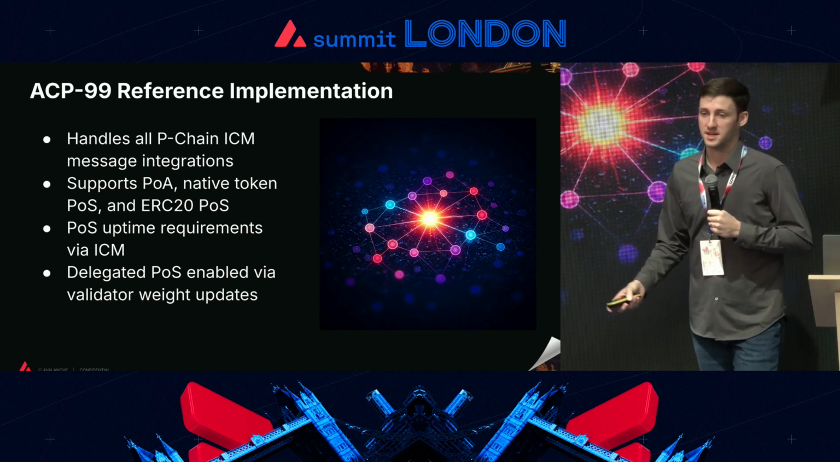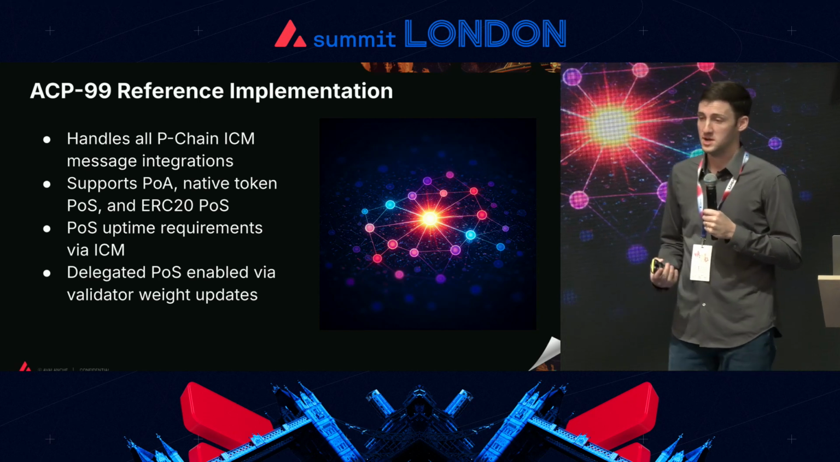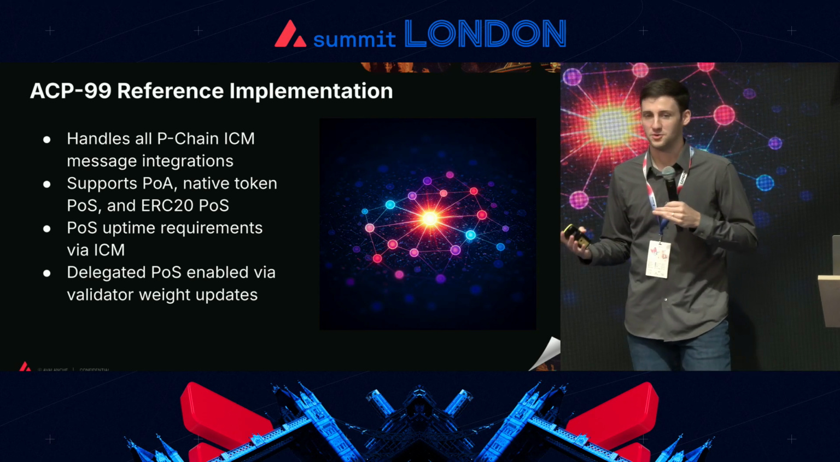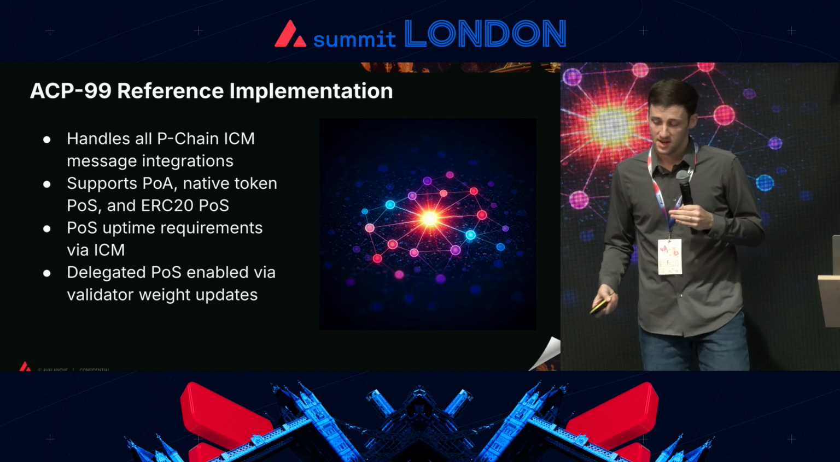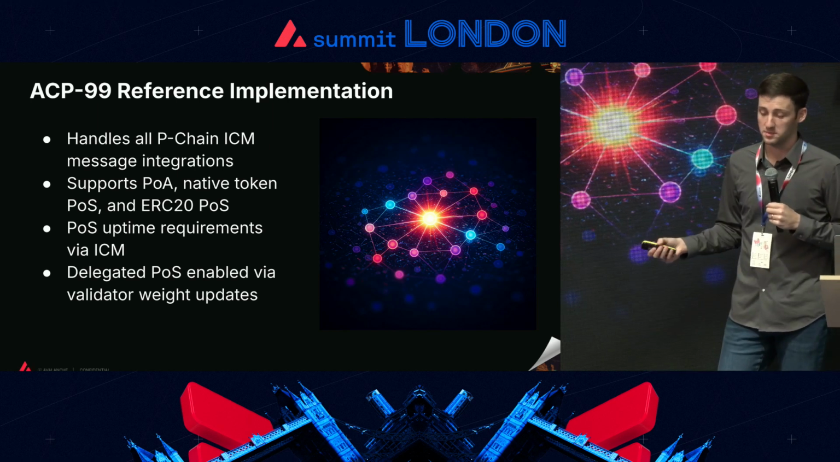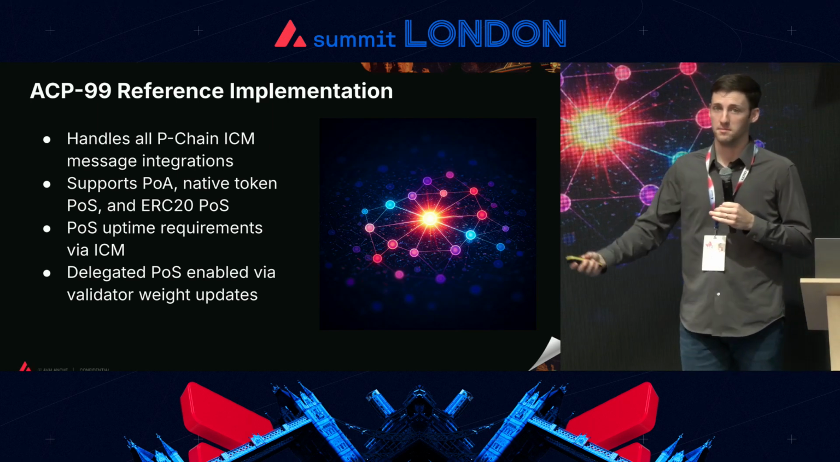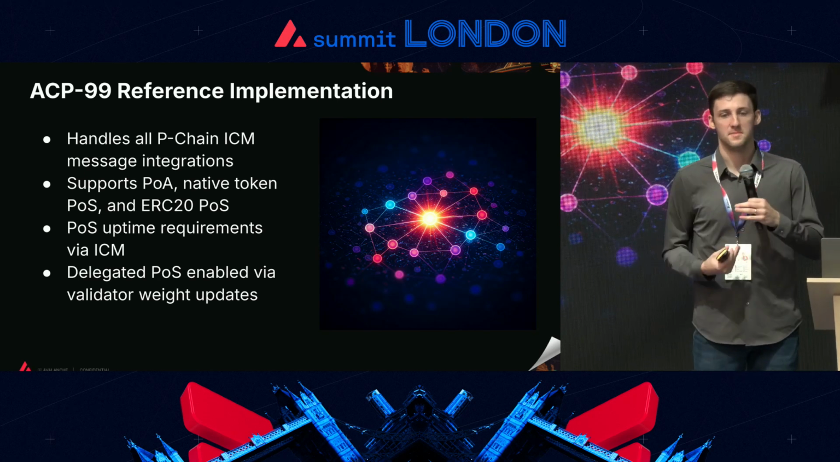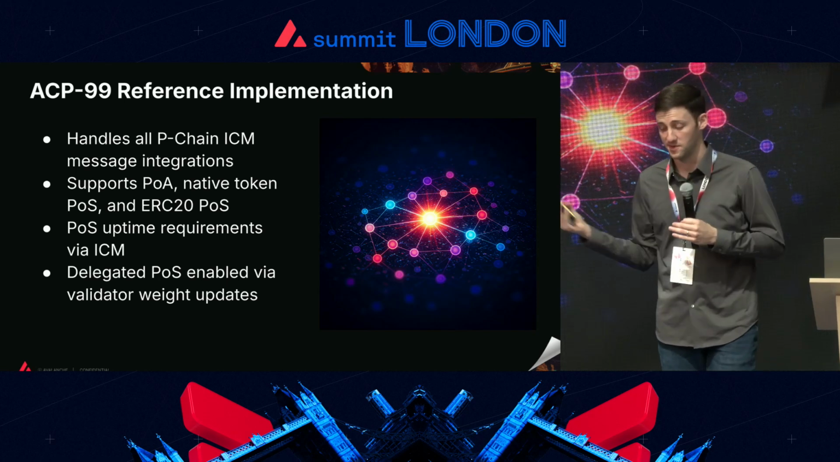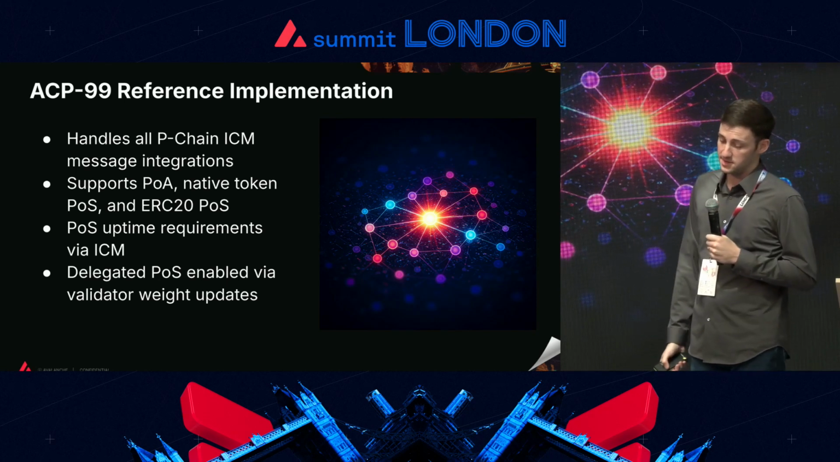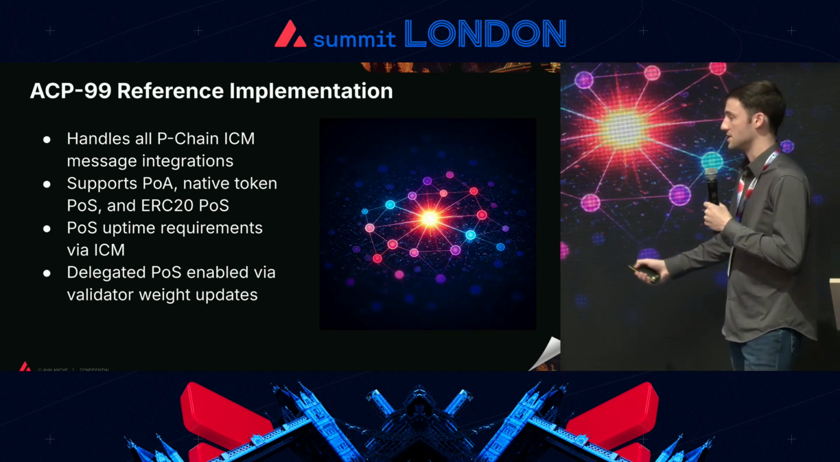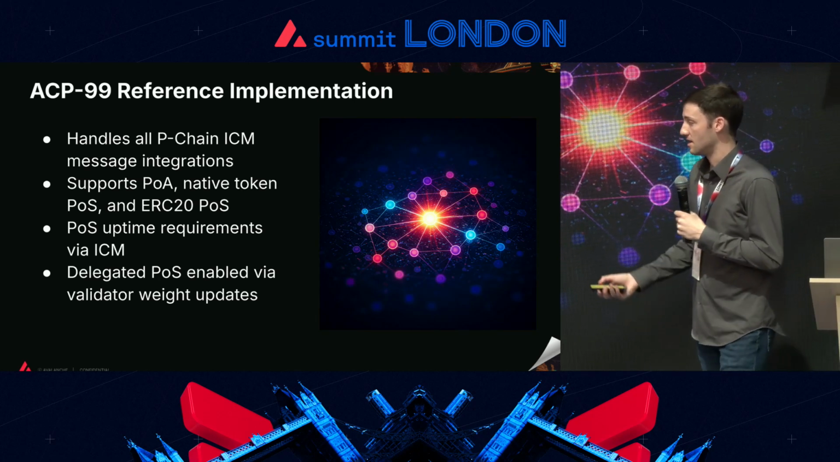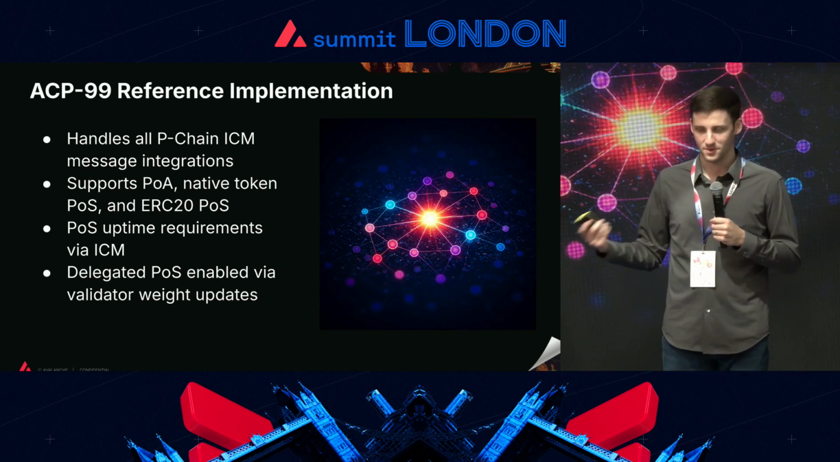Finally, for proof of stake, as I'm sure many of you know, you don't want to reward validators who misbehave or are otherwise offline. So we have uptime requirements that can be defined, and then proven via ICM message itself. So the validators actually sign messages attesting to the uptimes of their peers. And you can do delegation via these contracts as well via the set L1 validator weight message.